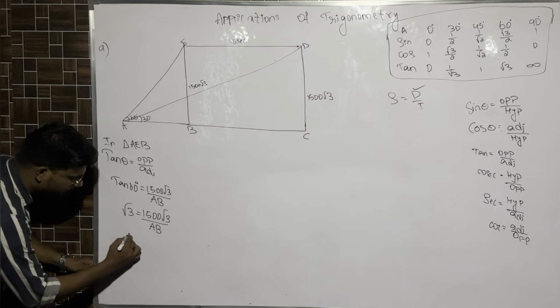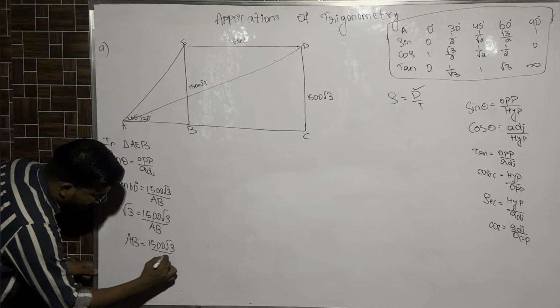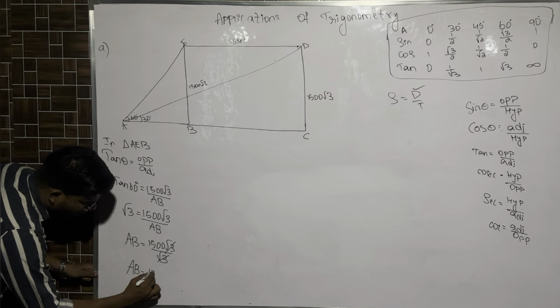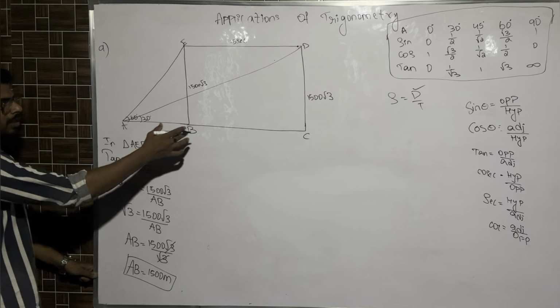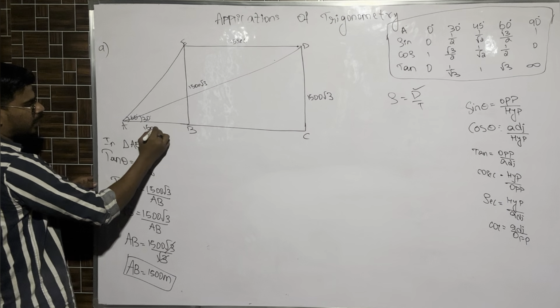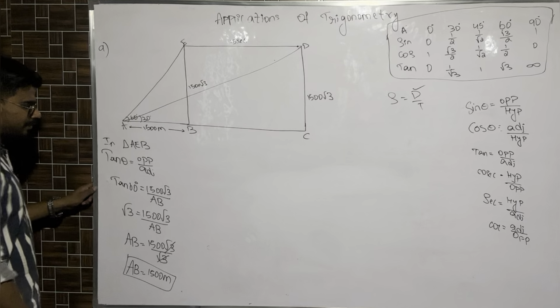AB is equal to 1500 root 3 divided by root 3. Root 3 gets cancelled. AB is equal to 1500 meter. AB was not required, but still, in order to find BC, we have to subtract AB. This is 1500. Let us put it here. Let us see how this will be utilized. What is the next triangle?